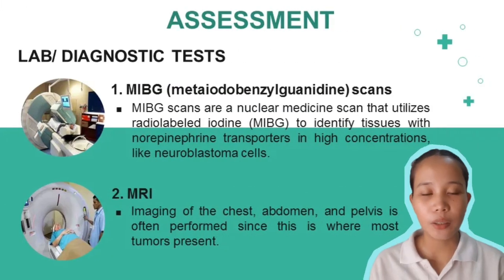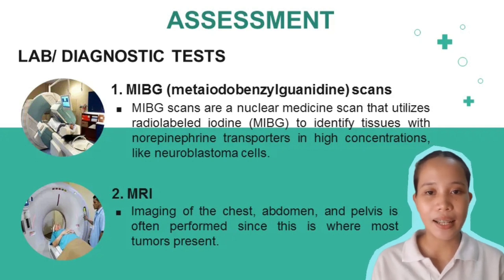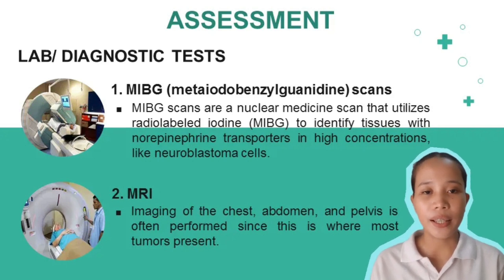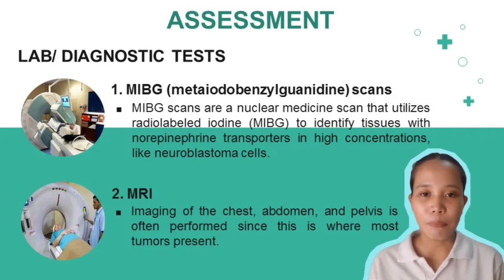Next are the labs or diagnostic tests for neuroblastoma. First is the MIBG. The extent of the tumor and any metastasis present are identified by MIBG, metaiodobenzylguanidine scans. MIBG scans are a nuclear medicine scan that utilizes radiolabeled iodine to identify tissues with norepinephrine transporters in high concentrations, like neuroblastoma cells. Up to 90% of neuroblastoma cases are MIBG avid, allowing identification of disease and metastasis by this modality.